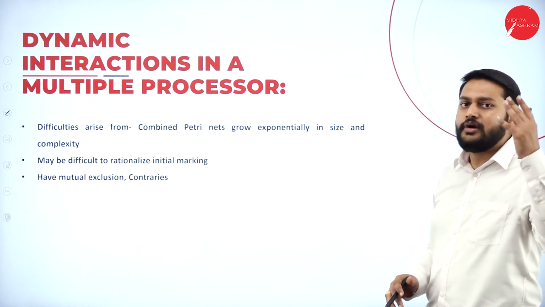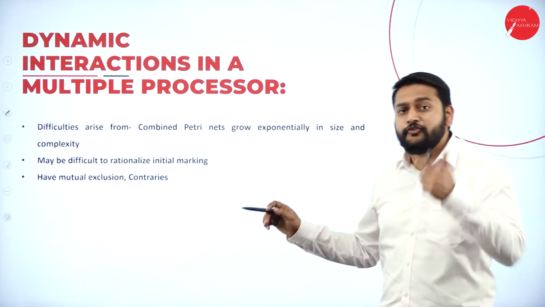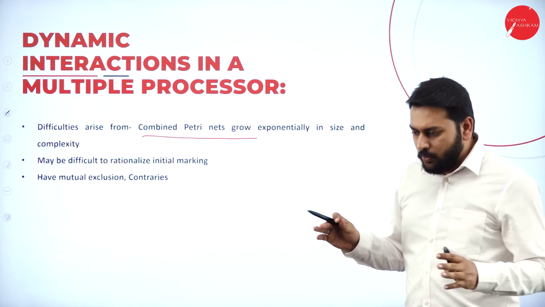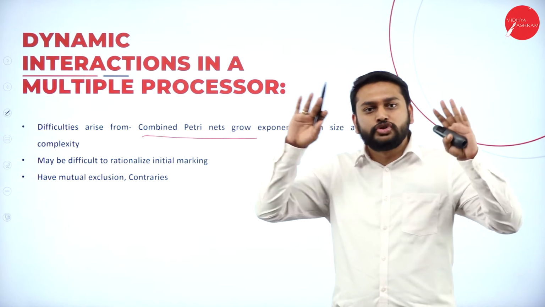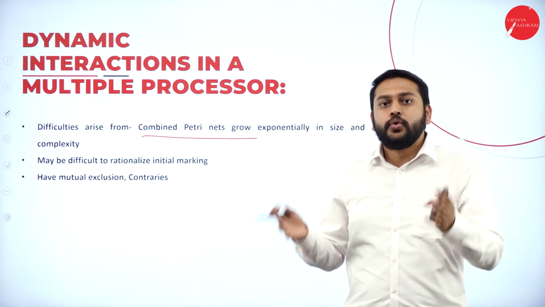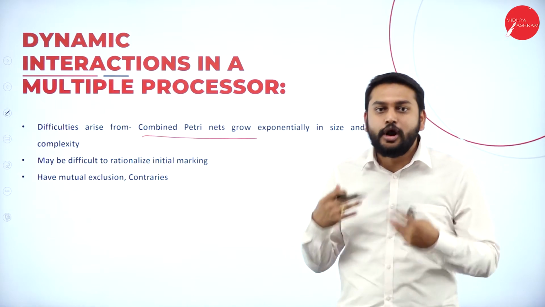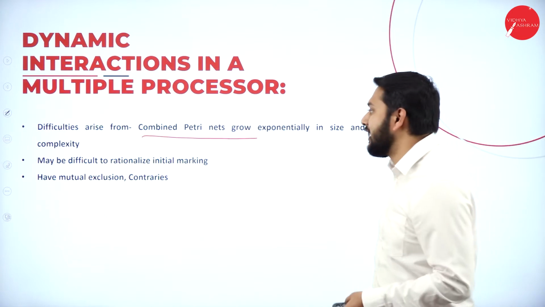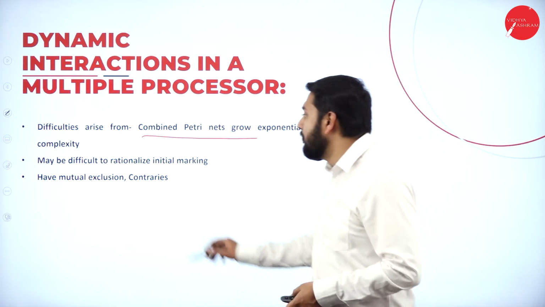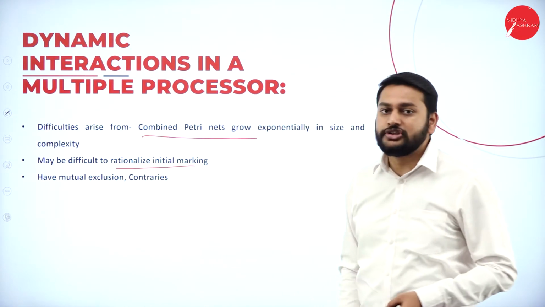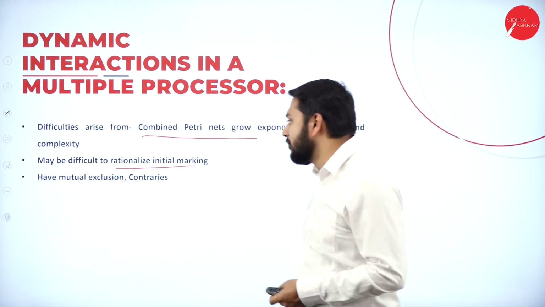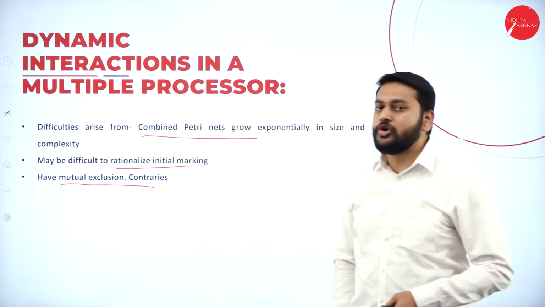Before that, you need to understand the difficulty arises because the combined Petri net grows exponentially. What happens when the system grows complex? The difficulty arises. A lot of things are communicating in parallel. So there the problem comes for the interaction, is what you need to remember. And maybe the difficulty to rationalize the initial marking. That's what you need to remember. And the last point that we need to remember is to have mutual exclusion constraints.